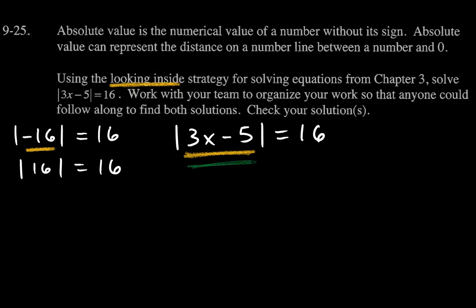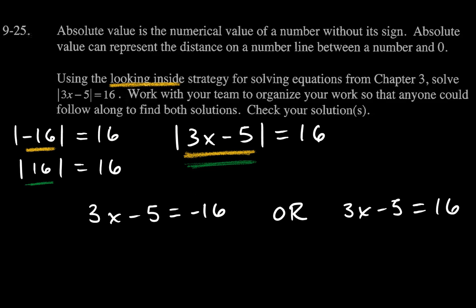So the value inside of the absolute value, the 3x minus 5, can either be 16 or negative 16. Because of that, there are two equations that show up. One of the equations is 3x minus 5 is negative 16, or the other thing that it could be is 3x minus 5 is positive 16. So looking inside, it is either negative 16 or positive 16. Now, to solve these, I just solve each of them. They're straightforward linear equations, just solve them independently.